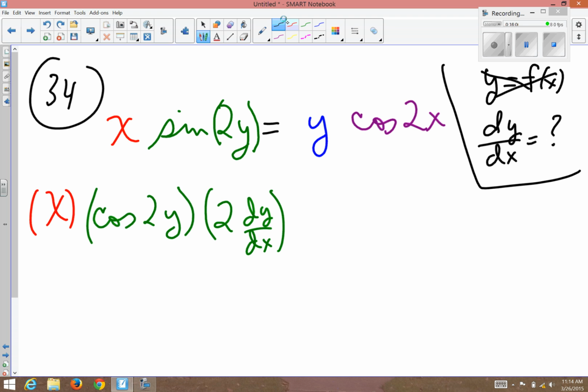Still doing product rule on red and green. Plus the second times the derivative of the first. The first is x. The derivative of x with respect to x is 1. I could have written dx over dx, but that's 1. So all this red and green and red is the derivative of this product.